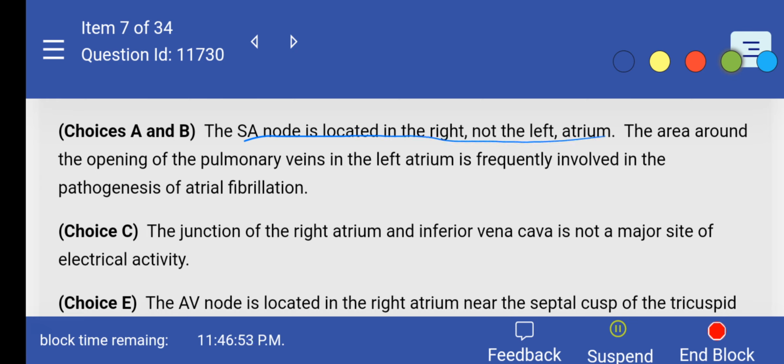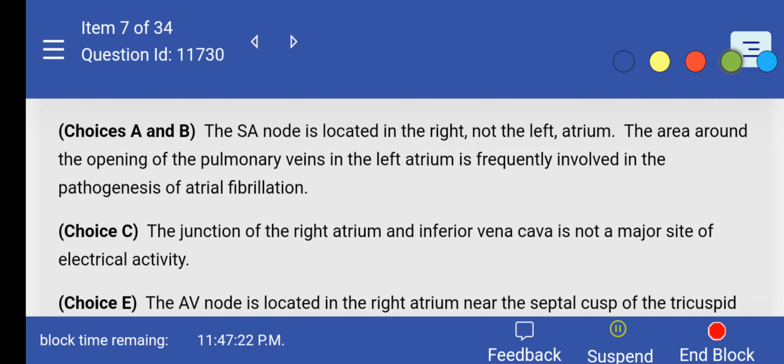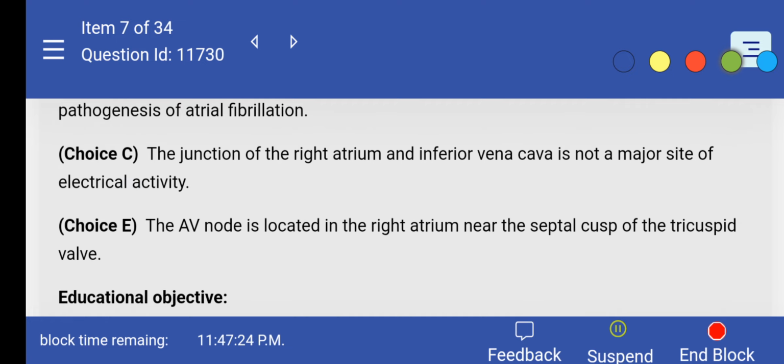This is important. The area around the opening of the pulmonary veins in the left atrium is frequently involved in the pathogenesis of AFib, atrial fibrillation. You shouldn't miss this. For example, let me draw this for you guys. If these pulmonary veins are coming over here into the left atrium, this area is frequently involved in the pathogenesis of AFib. This is important. Okay, why not option C and E?